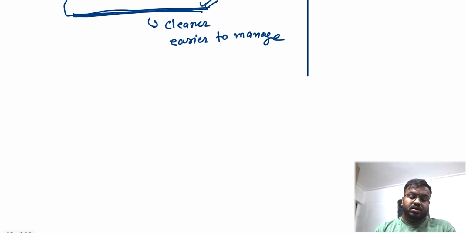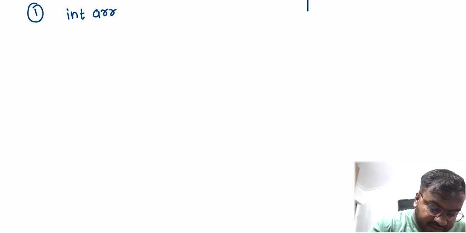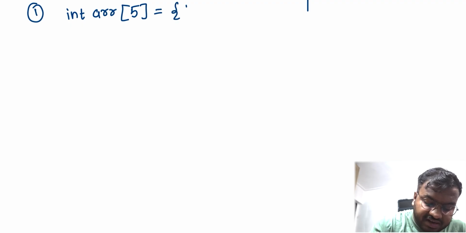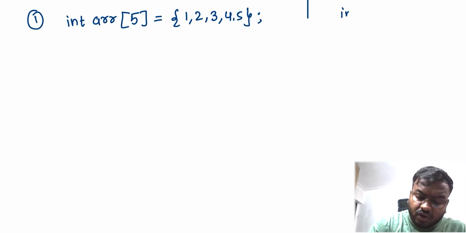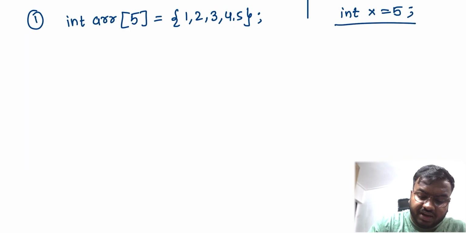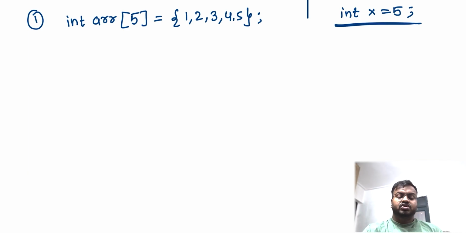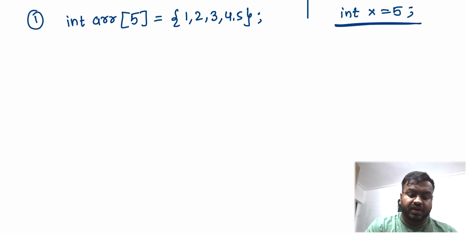Now let's come to the next topic, which is how we can initialize values in an array. This is your array, and if you declare an array of a given size, then you can directly initialize the values like this, separated by commas. If you remember variables, what we used to do was int x = 5. This is a normal variable initialization. I was directly assigning the value to the variable x.